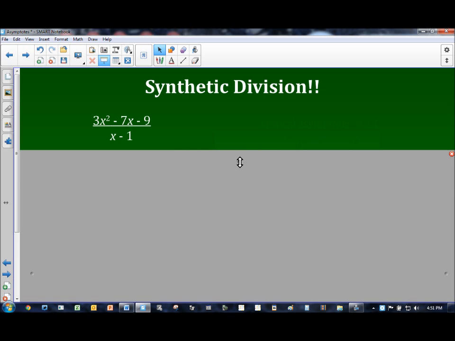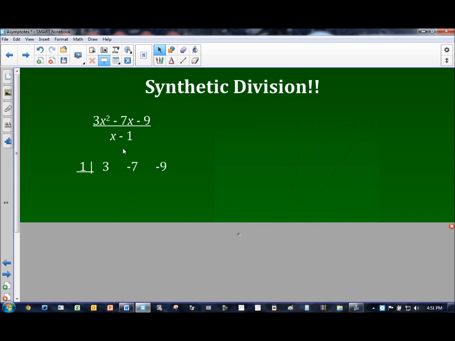So here we go. That's how you set it up. We're dividing by x minus 1, so we're putting a 1 out here to represent that we are dividing by x minus 1, and then make sure that all of the x's to every exponent is represented in here. I've got 3 for the x squareds, negative 7 for the x's, and negative 9 for the constant. Now if there was an x to the something missing up here, remember you've got to put a placeholder of 0 in there somewhere.